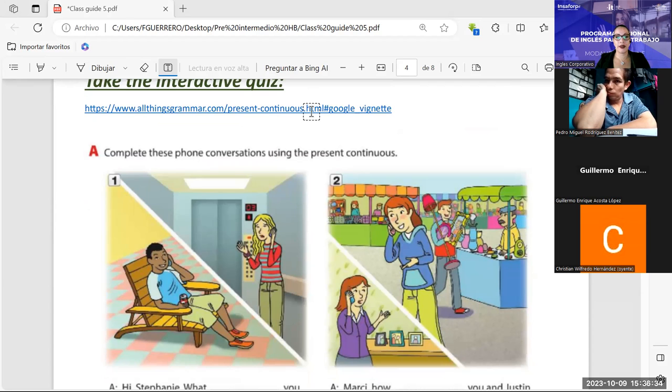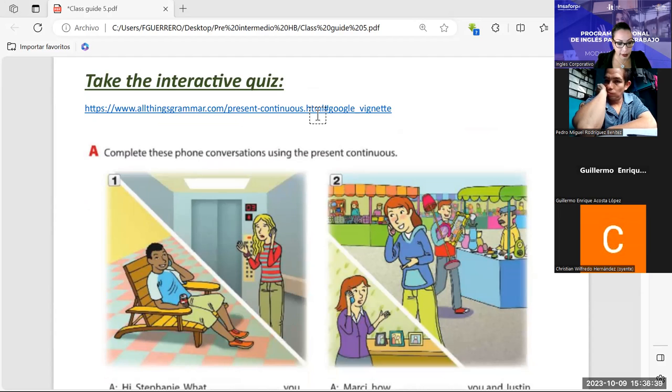En uno de los exámenes de la plataforma me di duro con dos preguntas. Se me había olvidado que cuando es pregunta, primero va el verbo be: am, is, are. Pero ahí Pedrito me echó la mano. Me tocó ir a buscarlo hasta el área donde él estaba.